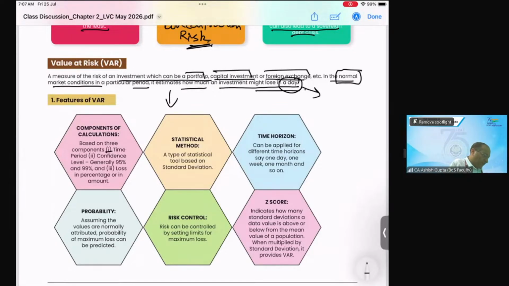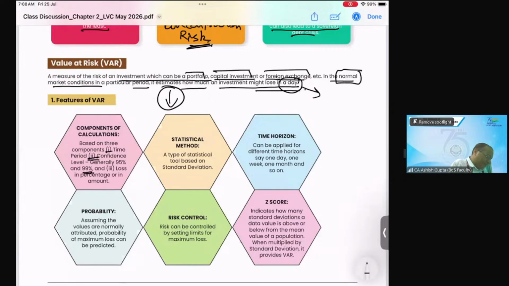Then confidence level, generally 95% and 99%. See, it is generally relating to the estimation. That is the confidence level. With 95% confidence, I can say that my loss will not be more than this. It is just like a statement like this.